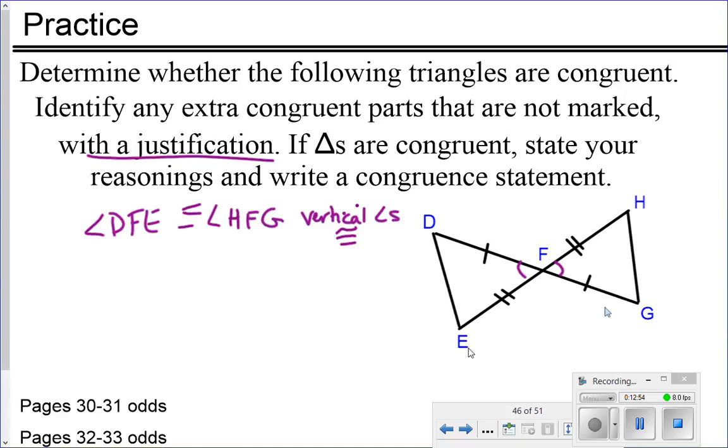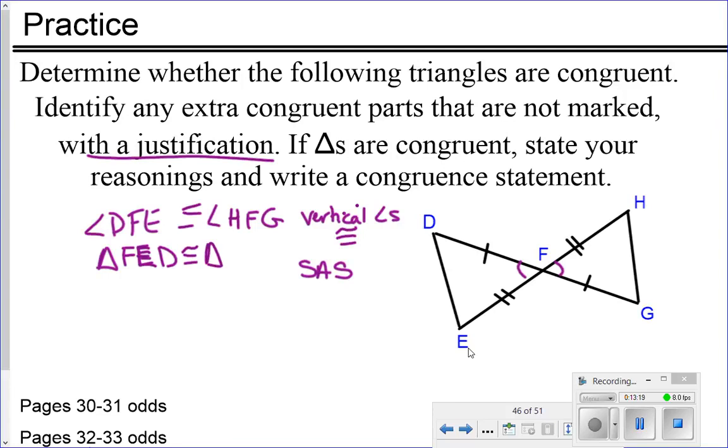I have to check this one as well. A side, the angle in between, side, angle, side. So yes, the triangles are congruent. My reasoning is side, angle, side. And I'm going to mark that triangle, let's say FED. Whoops, that's an E. FED is congruent to triangle.